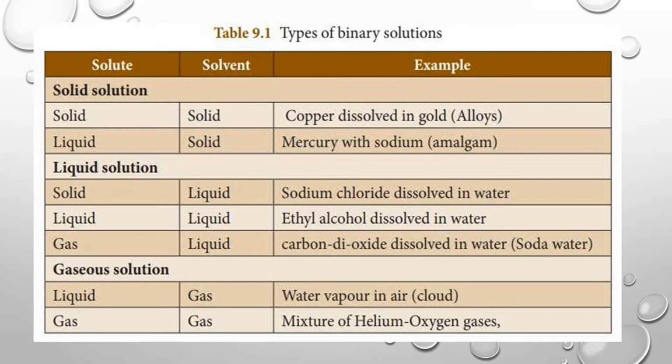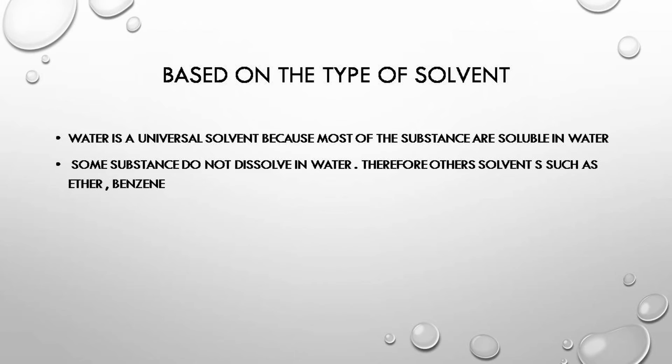So next one, gaseous solution. The solute and solvent are both in the gaseous state. For example, a mixture of helium in oxygen gases. That is called the physical state. The solvent and solute occur in the same state. Some examples are also given in a table. Next we are going to learn based on the type of the solvent.